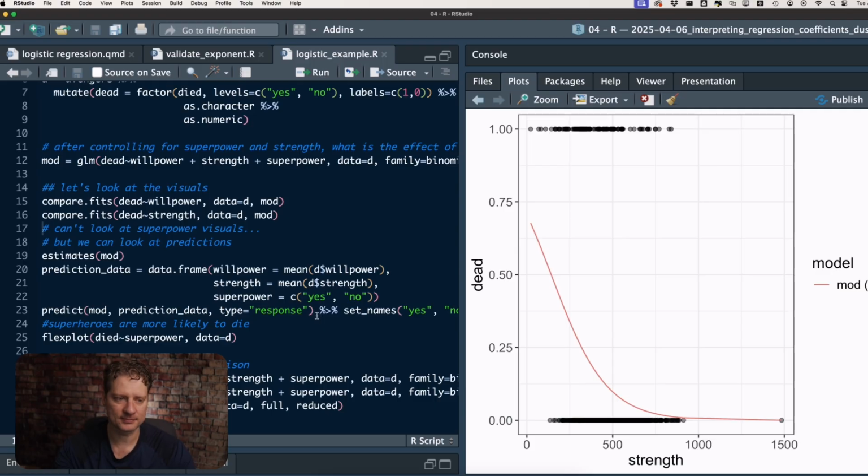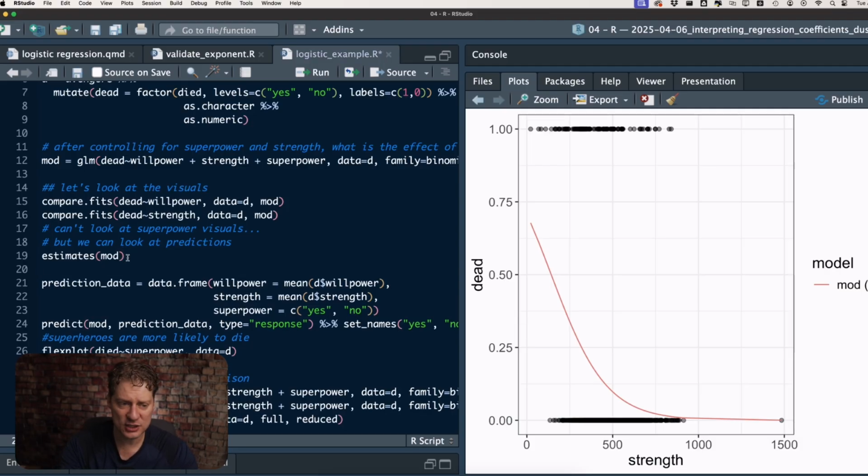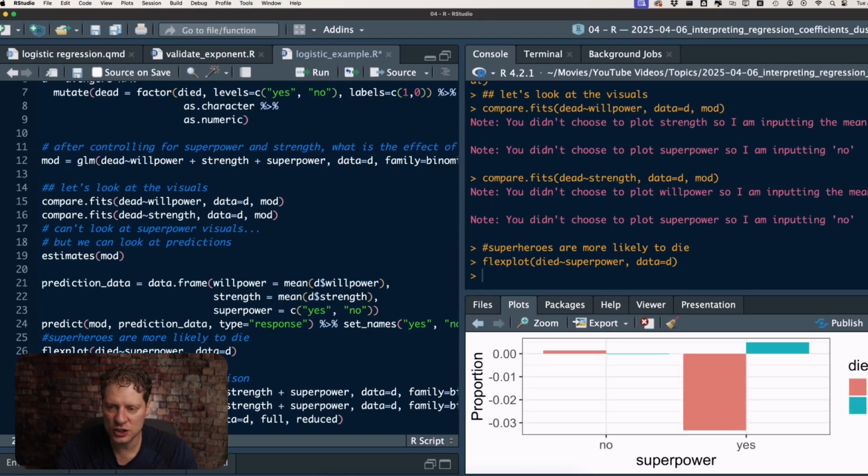Anyway, moving on. Now, we've got one other variable in the data set called superpower. We would love to look at that, but you can't visualize that easily in FlexPlot. Well, I'll show you what you can do. You can't use the model to visualize it, but you can do an association plot. So I'll go ahead and do that. Actually, it's down here. I'm going to go died tilde superpower.